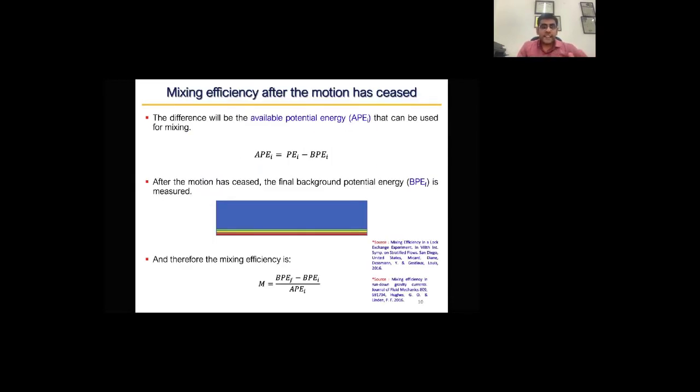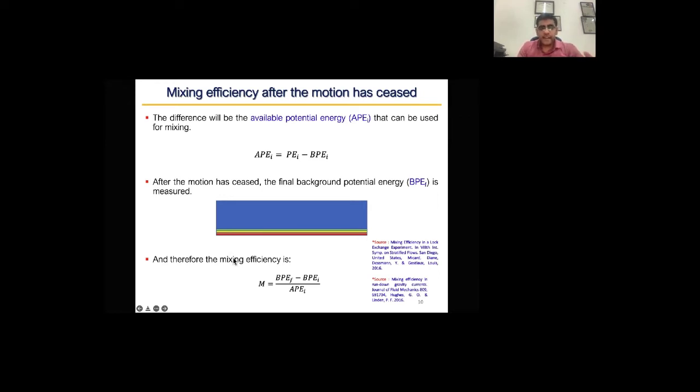This is again the initial state, the initial amount of energy that is available to me for mixing. Then you let the gravity current run. You let the gravity current generate and go from right to left, or whichever direction it is, and let it come to a steady state, or a no motion state. Once all the motion has ceased, you can find one more state of background potential energy, which is the final state, after all the mixing has occurred.